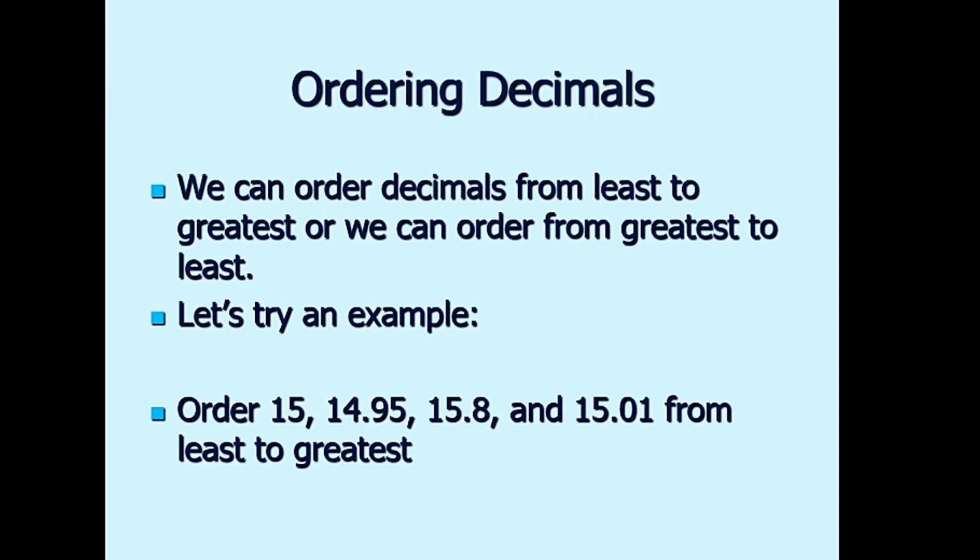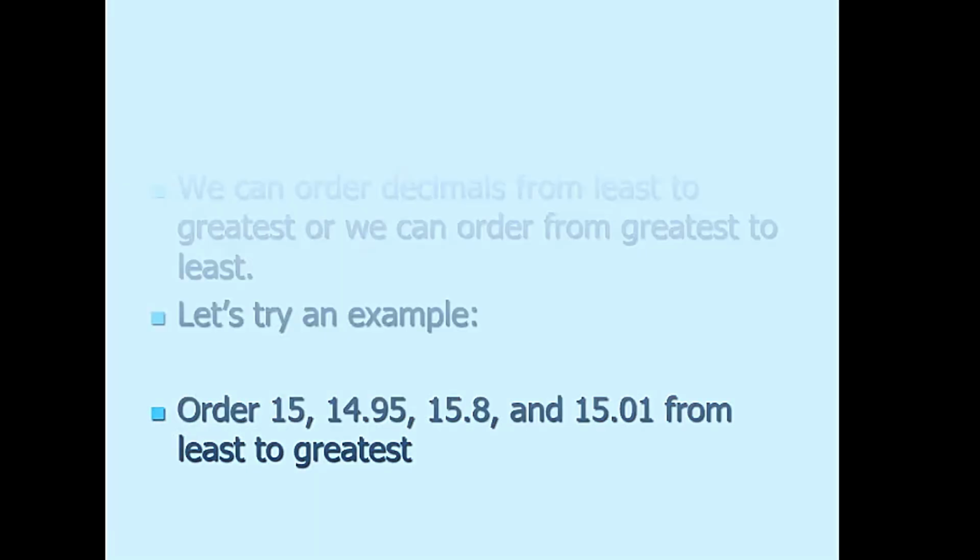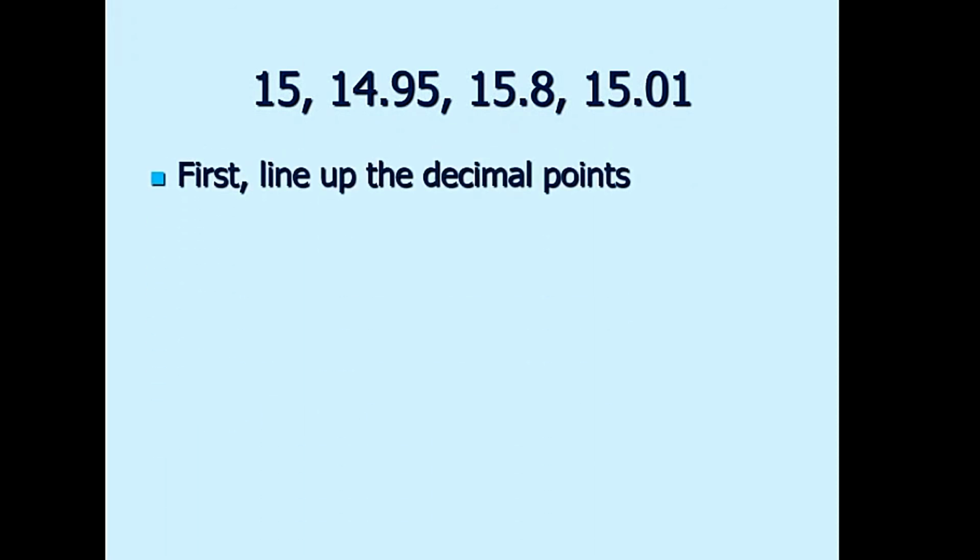Ordering decimals. We can order decimals from least to greatest, or we can order from greatest to least. Let's try an example. Order 15, 14.95, 15.8, and 15.01 from least to greatest. Now, these are the numbers. The first step, line up the decimal points. It should be written like this.